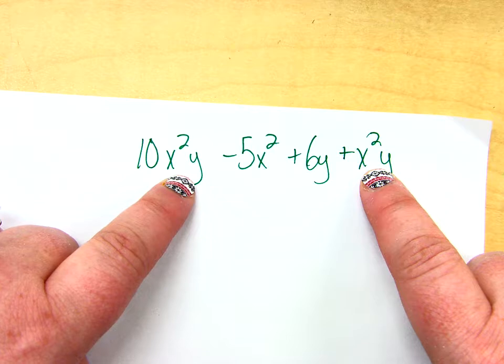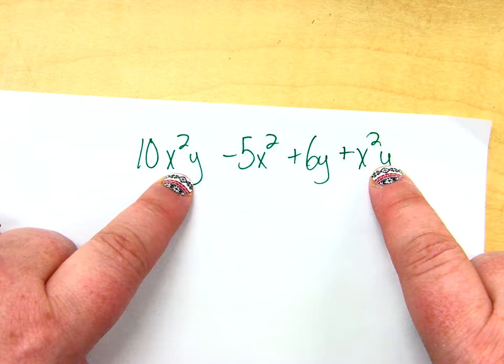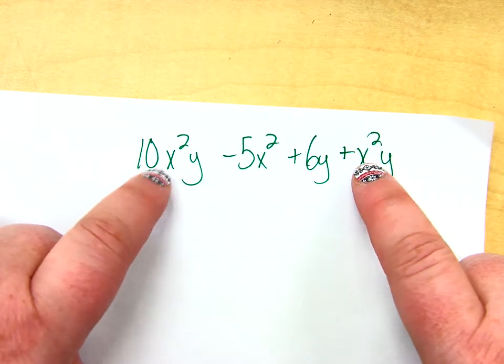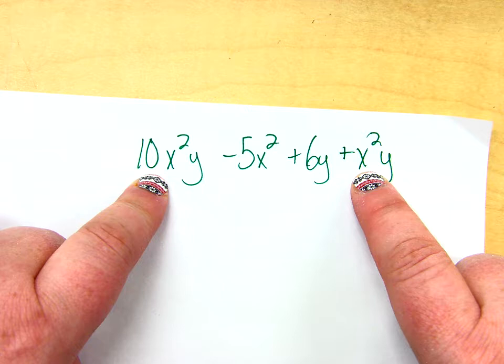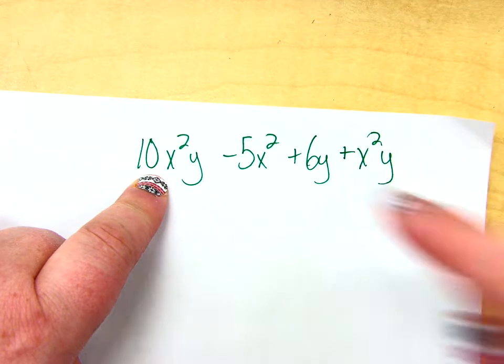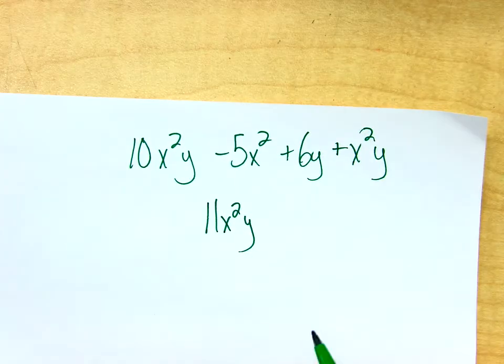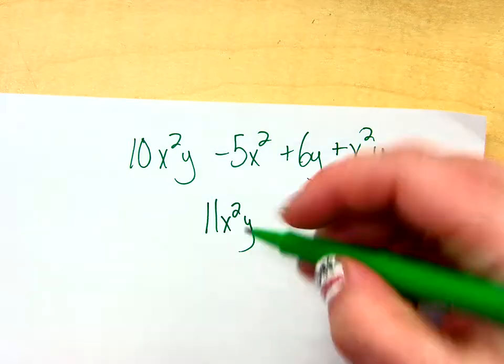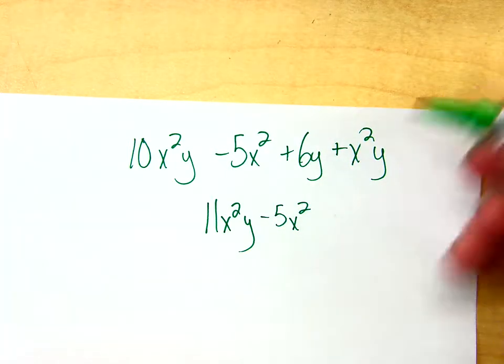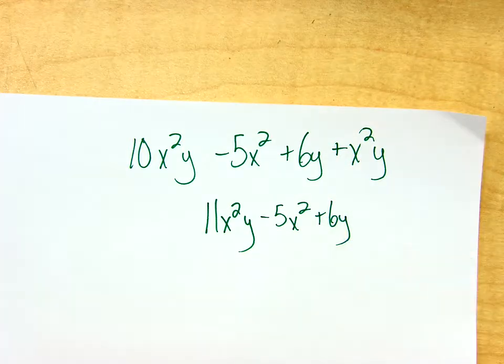Do you see that? Same variables, same exponents. As long as they totally match, then I can combine them. So if I put these two together, that's how I get the 11x squared y. Do you see that? Because there's really a 1 in front here that we never write. So now I have 11x squared y. And then who would come next? Negative 5x squared. And then the plus 6y. There's nothing to combine them with, so I just leave them. And that's the best I can do. You can't go any further than that.